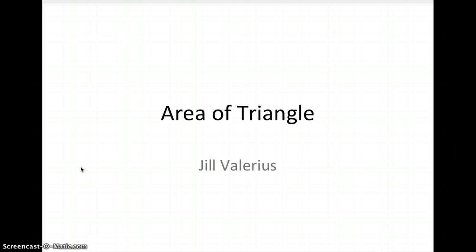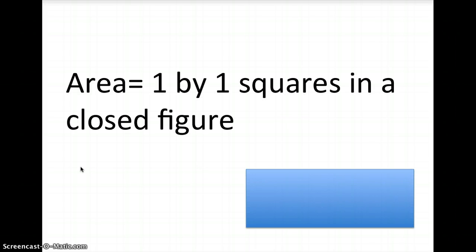I will be showing how to find the area of a triangle. And first, the area is the number of 1 by 1 squares in a closed figure.